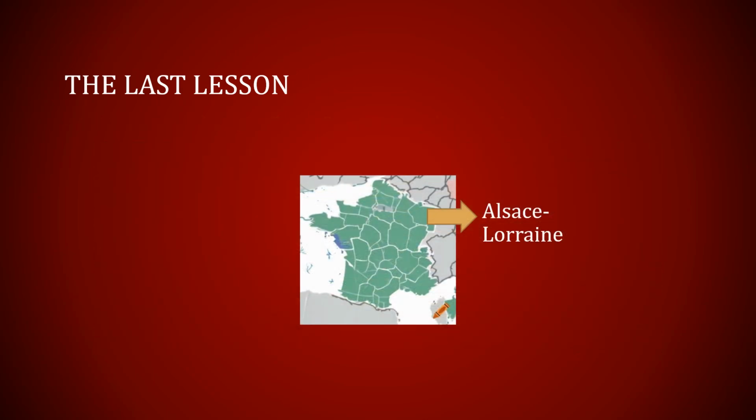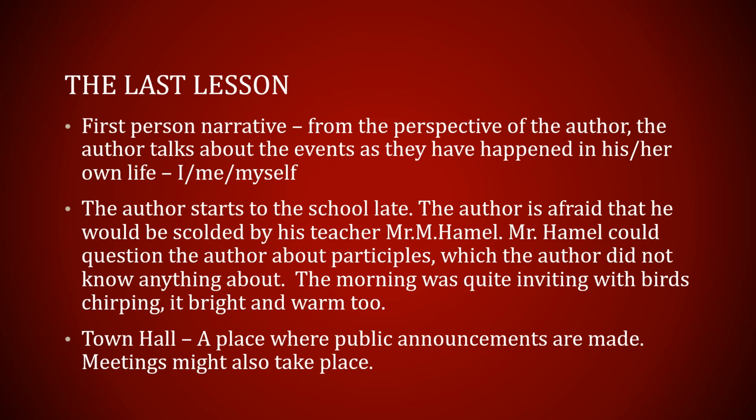So this is a map of France, and somewhere here where we have shown the arrow, there were Alsace and Lorraine. So in this chapter, you see, the author writes as if these events happened in his life. So you will find the words I, me, myself used in the chapter, and it is a first person narrative.